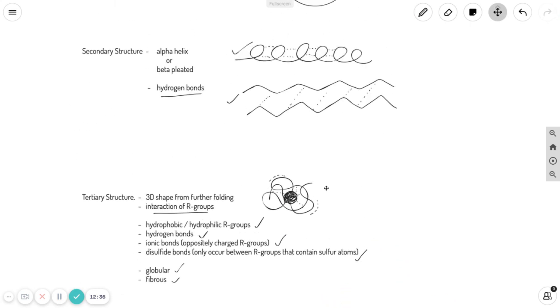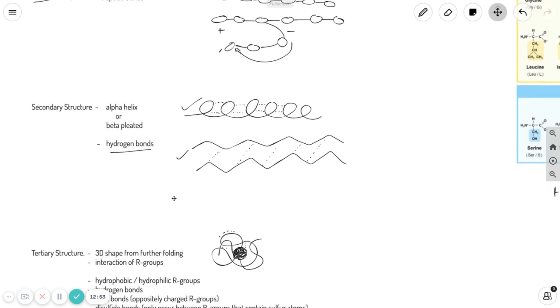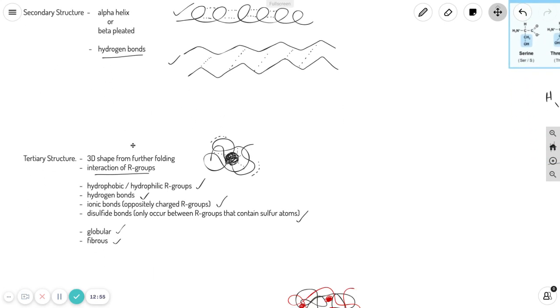Okay, so 4 different structures. You need to know what the overall initial part of it is. So primary is just the sequence, and you need to know the bonds, peptide. Secondary, there's only 2 shapes, alpha and beta. The only bond you talk about is hydrogen. Tertiary gets more difficult because it's a 3D structure now.